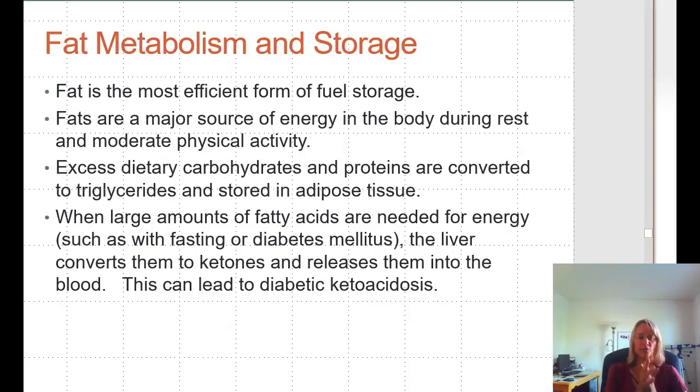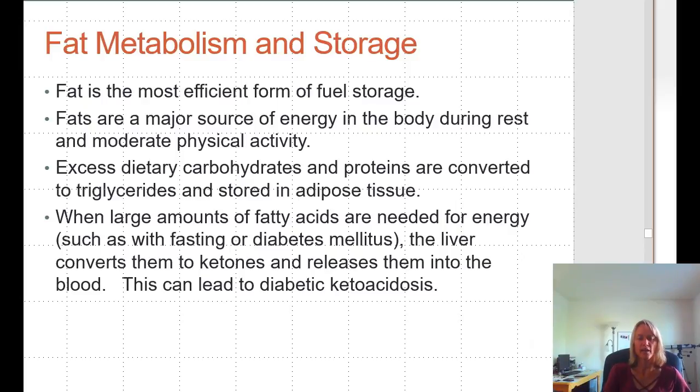Fat is the most efficient form of fuel storage. We can store a fair amount of fat and keep it around for energy. Fats are a major source of energy in the body during rest and with moderate physical activity. With high levels of physical activity, we need glucose. If we have excess dietary carbohydrates and proteins, they get converted to triglycerides and stored as adipose tissue.